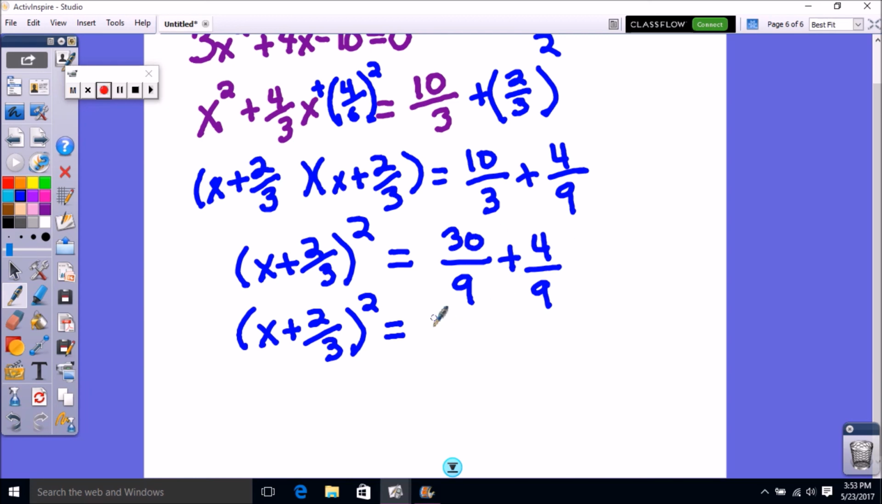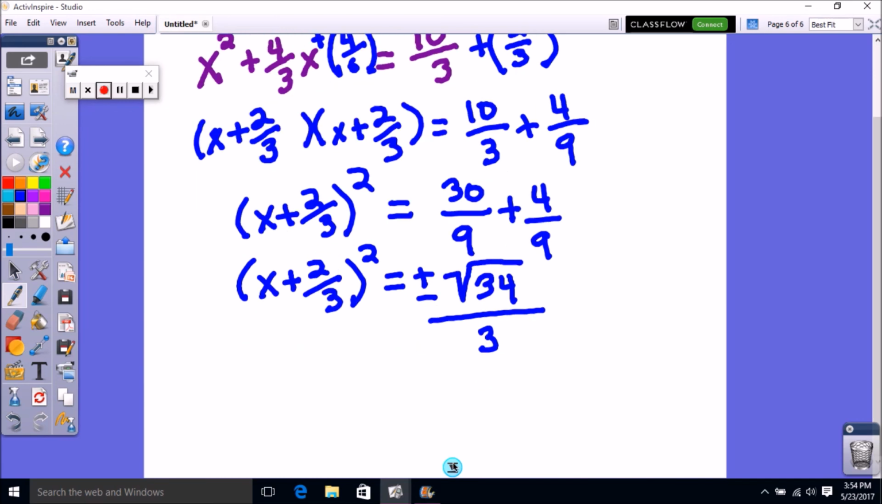The square root of 34 is radical 34. The reason we have a radical sign here is because 34 is not a perfect square. 9 ninths, the square root of 9 is 3. And this is where I have to put in my positive and my negative sign. Yes, thanks. I should have erased again. So you understand how I have that.